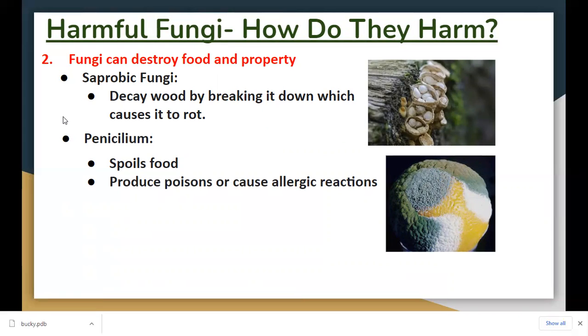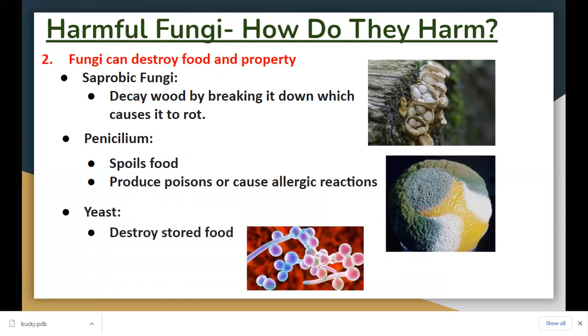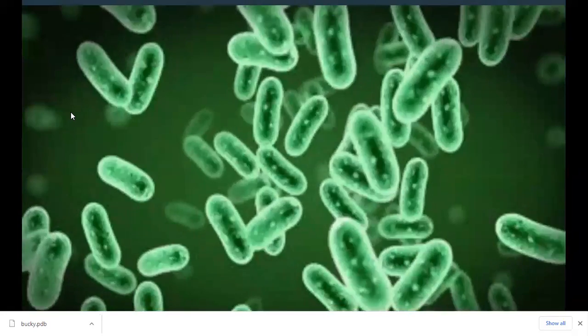Some people are actually allergic to certain antibiotics like penicillin. So you have to be careful. There's a bunch of fungus growing on an orange. And yeast can destroy stored food because it eats it, right?